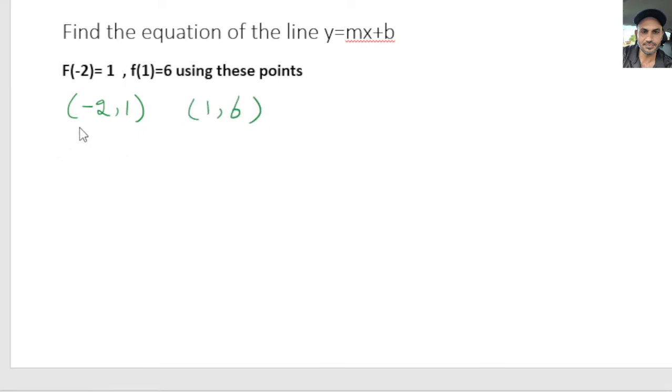Okay, now the smaller x value is -2, because 1 is bigger than -2, is greater than -2. So this is your x1, and this is your y1.